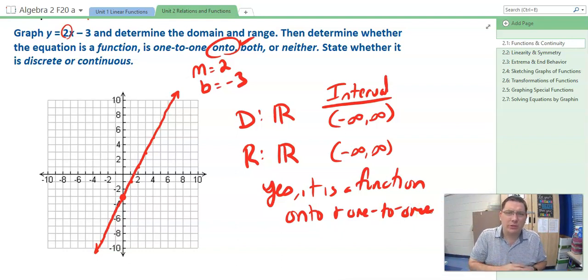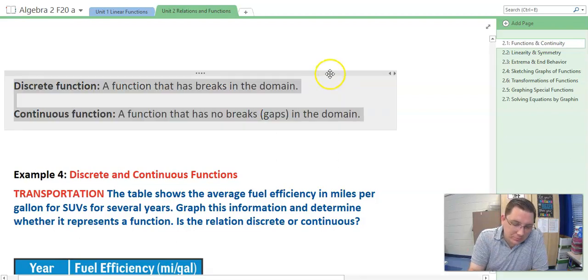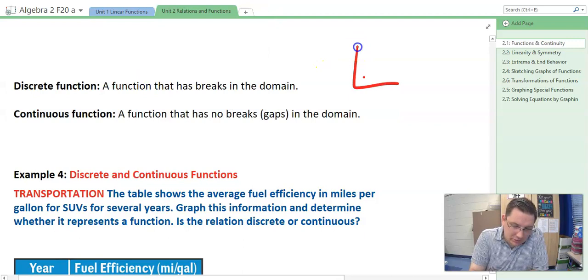Okay. Last question is discrete or continuous. Before we answer that, let's talk about the definitions of those two words. If you scroll down in your notes just a little bit, below example 4, you'll see these two definitions. A discrete function is a function that has breaks in the domain. Typically, it's going to be a collection of points. So it's going to look like this.